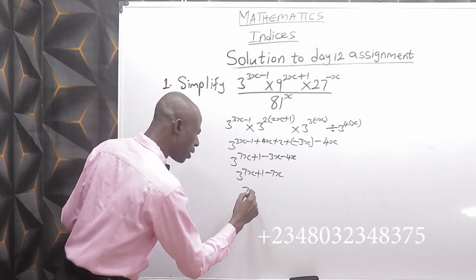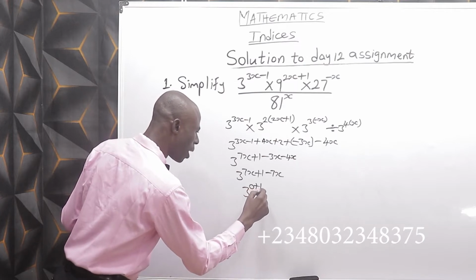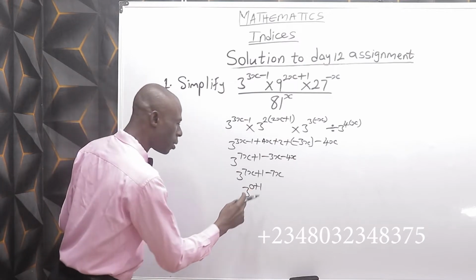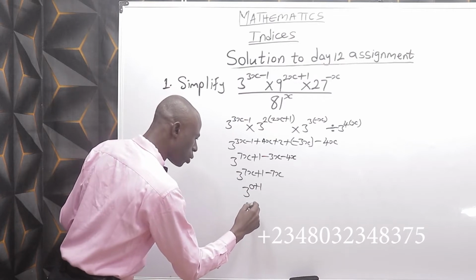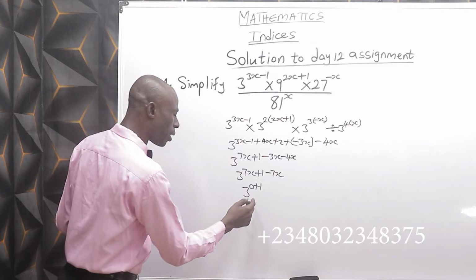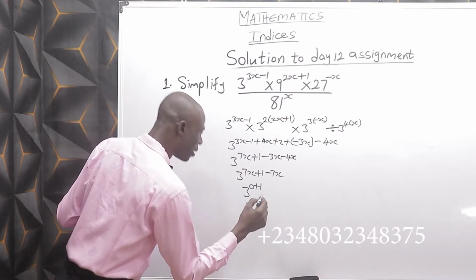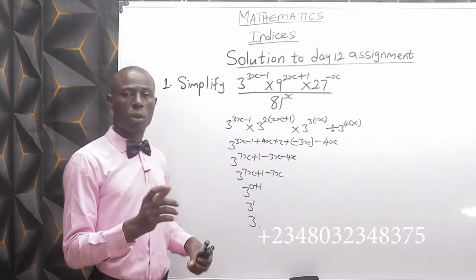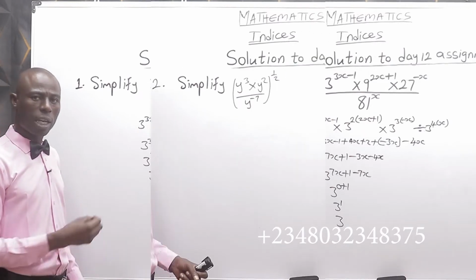So we have 3 raised to the power 0 plus 1. 0 plus 1 is 1, so 3 raised to the power 1 is what we have. Don't forget 3 raised to the power 1 is 3. And that is the end of question 1 in the assignment.